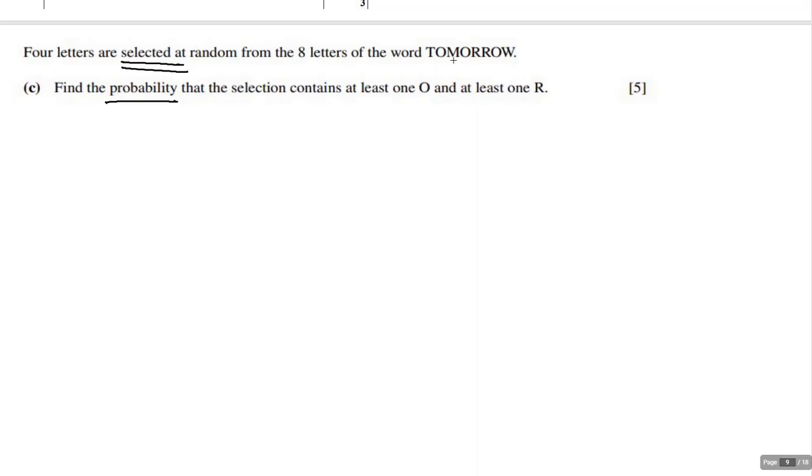All right. Now the trick is that tomorrow has several duplicate letters. What do we got? 3 O's, 1, 2, 3, and 2 R's, and then T, M, W. Okay? Now, whenever you're doing combinations and there are duplicate things, then you have to really be careful and separate the different scenarios.